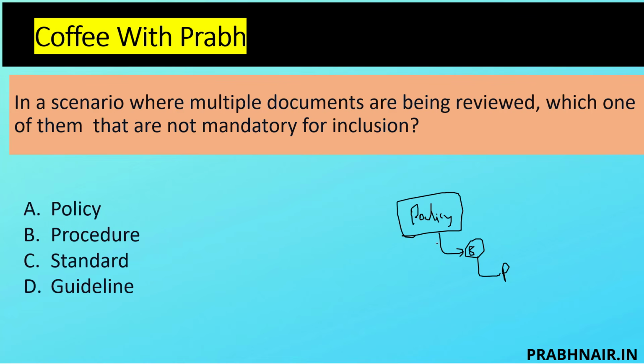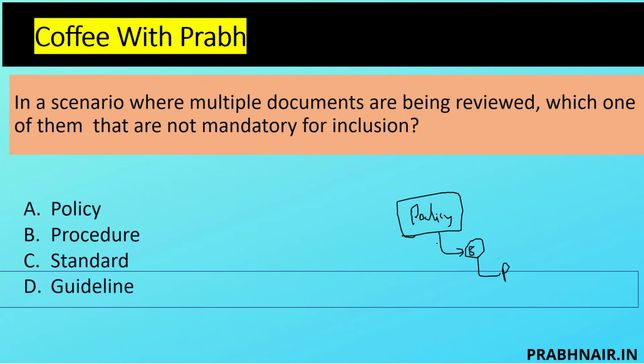But what is not mandatory is guideline. It is good to have. That is why the answer is basically D. So when we're doing an audit, it is good to review policy, procedure, and standard, because guideline is basically optional in nature. That is why the guideline is always optional in nature. Let's move to the next question.